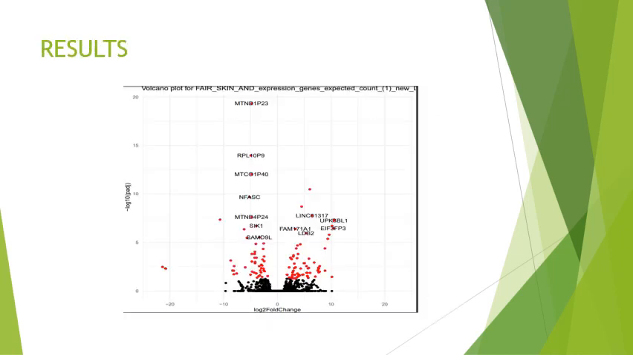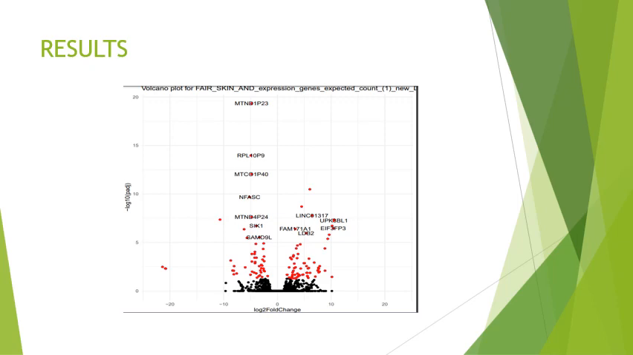So this was the first plot that I got after my differential gene expression pipeline. This is basically a volcano plot that shows us the levels of the gene expression. The red color genes that you see on your screen are the genes that are having higher level of expression in them. On the x-axis we have log2 fold change, and on the y-axis we have the p-adjusted value.